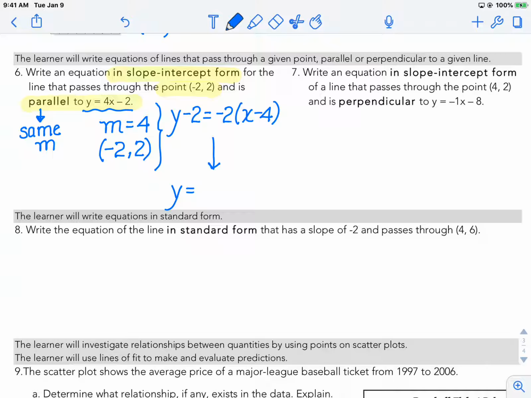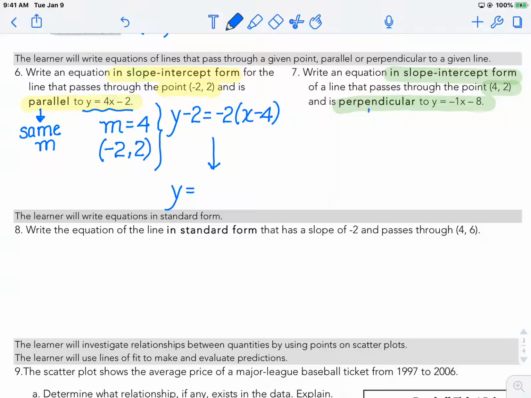Pause the video, finish that one up. Number 7 also wants us to do some equation writing, again in slope-intercept form, of a line that passes through the point (4, 2), has to have (4, 2) on it. The line has to be perpendicular to the one they gave us.